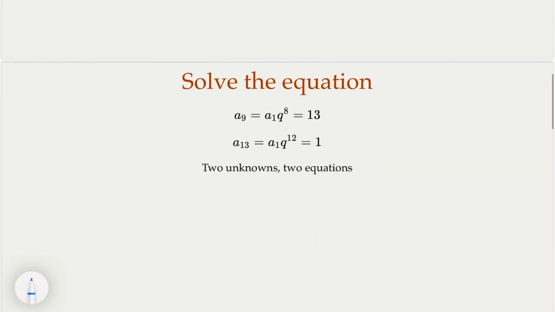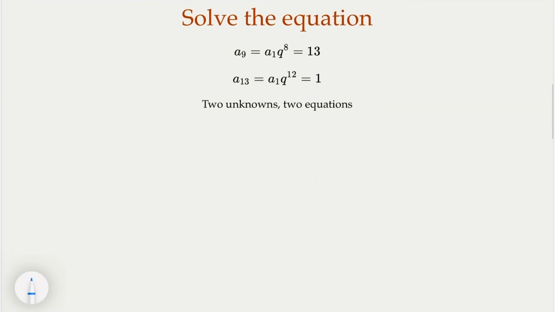The 9th term is going to be q to the 8th power. The 13th term is going to be q to the 12th power. What we need is to find log with a1 as a base and 13. So we have two unknowns, two equations. Looks like we can solve for a1 and q. However, you don't necessarily need to solve for the values.